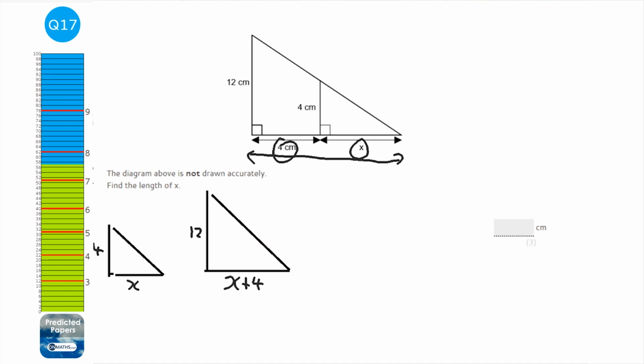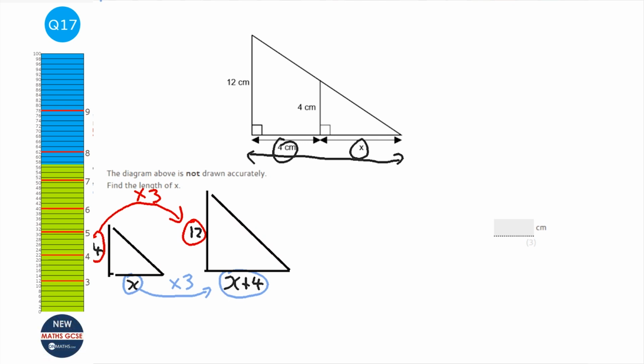So first thing to do with similarity questions is work out what the scale factor is. The scale factor, to get from 4 to 12, we times by 3. The scale factor is 3. So, we know that we are going to times that by 3, and it will equal x plus 4. So if I do that now, 3 times the x, 3x, equals x plus 4.